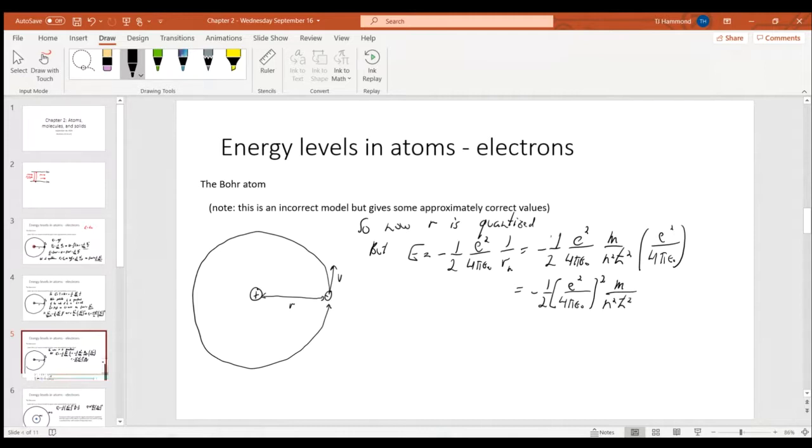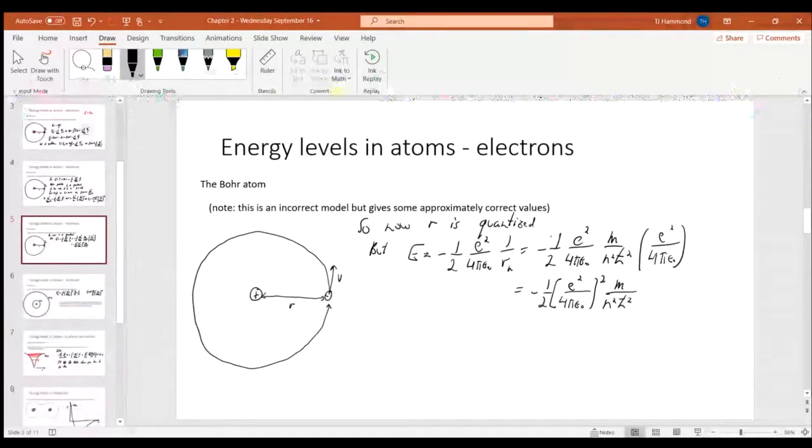And so we substitute that value in, and we get that the energy of the Bohr atom is negative 1/2 e squared over 4 pi epsilon naught, and that's all squared, times m over n squared h bar squared. So that's what he came up with.